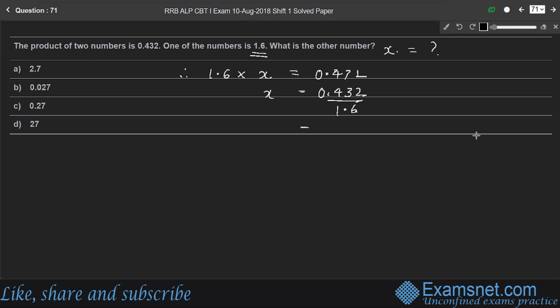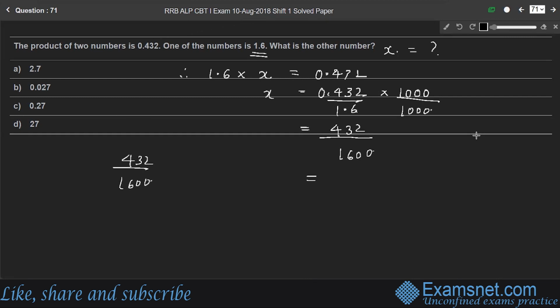It is better to convert these decimals into whole numbers. For that, both the numerator and denominator should be multiplied by 1000. There won't be any change in the value of the fraction. So 0.432 into 1000 is 432 and 1.6 into 1000 is 1600. Very simple calculation, directly 432 by 1600.